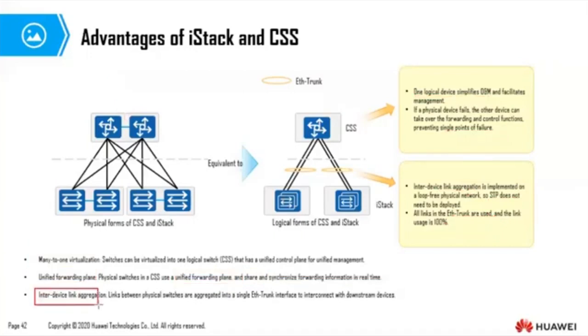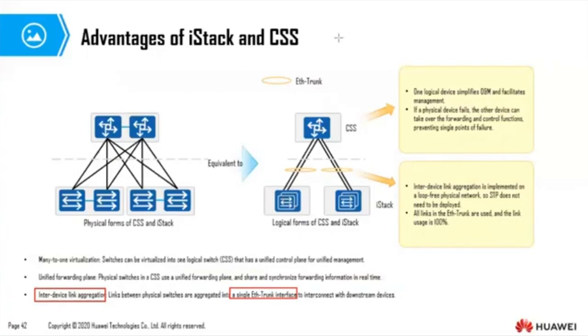Then inter-device link aggregation, which is what we have talked about, the Eth Trunk. Links between physical switches are aggregated into a single Ethernet trunk interface to interconnect with downstream devices.